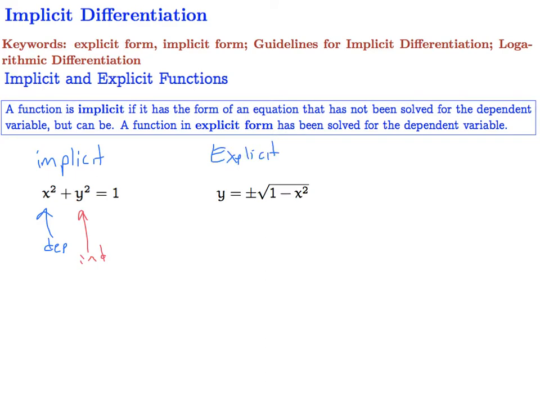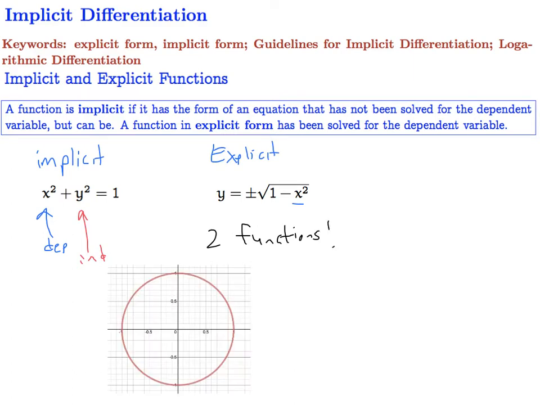And here we would get an explicit function. It's a function where y, our dependent variable, is equal to something that's just in terms of the independent variable. We only see x's on the right hand side there. And what's actually neat is here we actually have two functions.